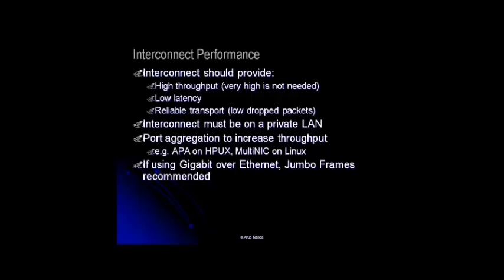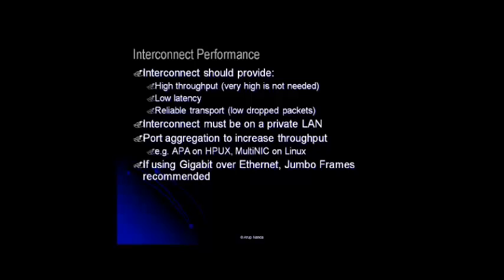It has to be reliable, of course, because if it is not reliable, it will drop the packets, and then Cache Fusion will suffer at that time. So simple things you can do: you can use a simple 1 gig Ethernet or 10 gig Ethernet, but the interconnect must be on a private LAN. If you have multiple network ports, you should do some kind of port aggregation to increase the throughput. For example, APA on HPUX, multi-NIC on Linux, and so on and so forth. But most important, the third one, if you're using gigabit Ethernet, you should use something called jumbo frames.